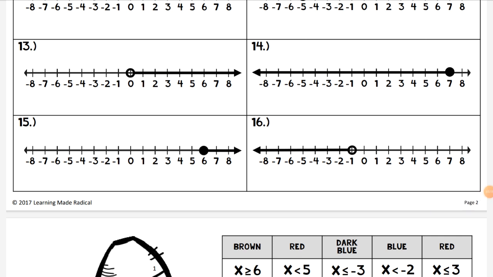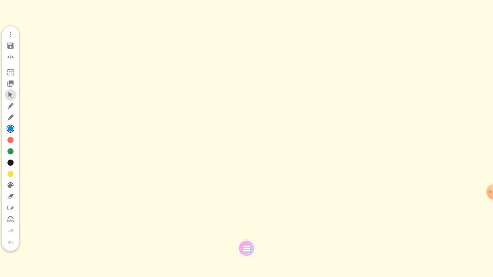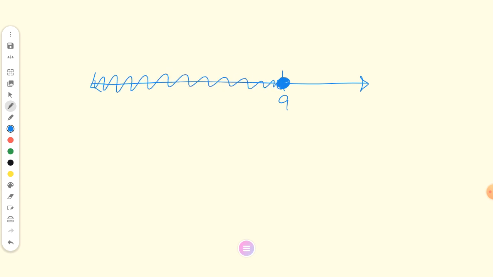On number 13, Addie, where is my dot? At 9. At 9, is it open or closed? Is it shaded in or just a circle? It's shaded in. Okay, you said positive 9, right? Yeah. And then which way did you shade, to the left or to the right of that number? Left. So this one says x is less than or equal to 9.